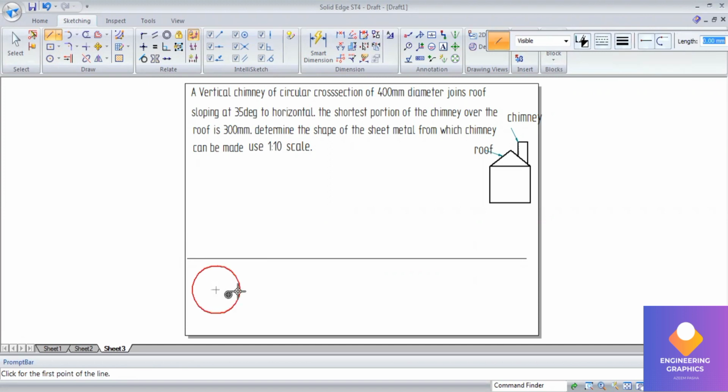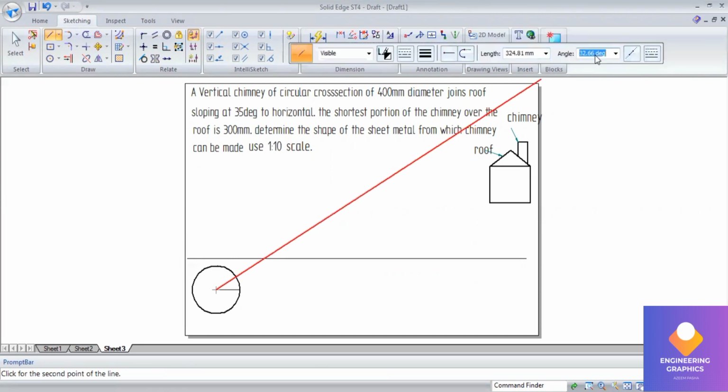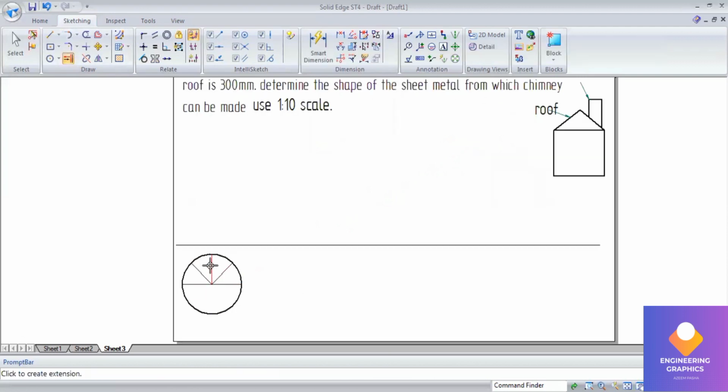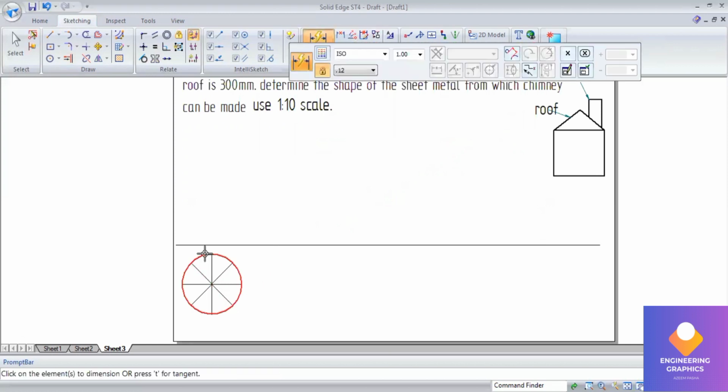For this I am using thin lines. The angles you should consider are 45 degrees, 45, 90, 135 and 180. And now using the extend to next command, we would extend these lines. Mention the dimension, it is 40 mm.